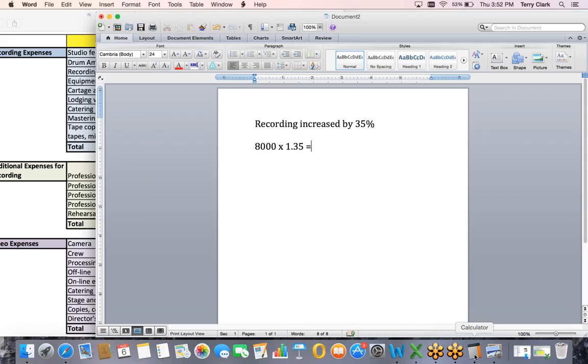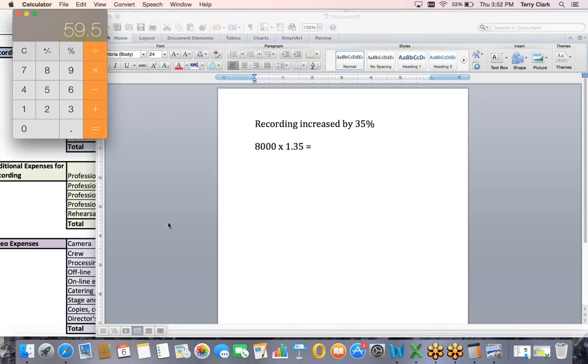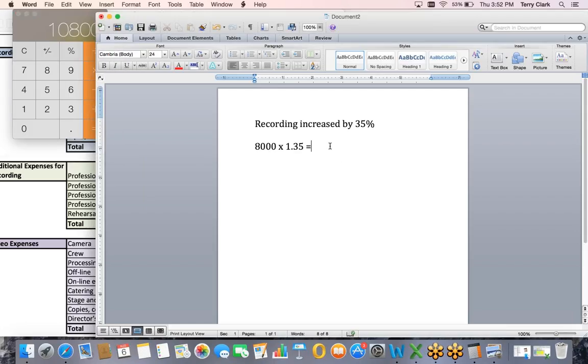because it increased. Now, remember, everything that we're providing you with is a budget. A budget is something that you expect the cost to be. You can budget for a car payment of $300. Doesn't mean somebody's going to sell it to you for that amount. So we take 8,000 and multiply it by 1.35, and that gives us 10,800. So that's the new cost.